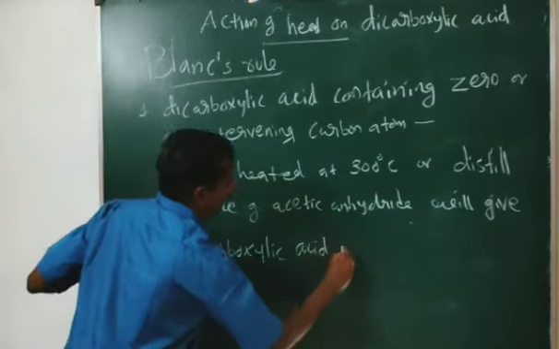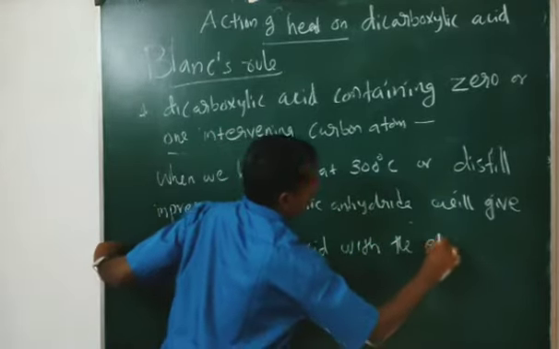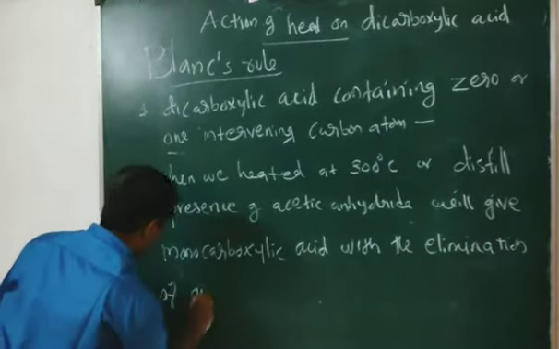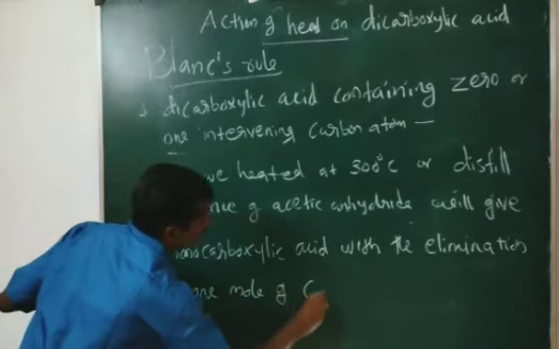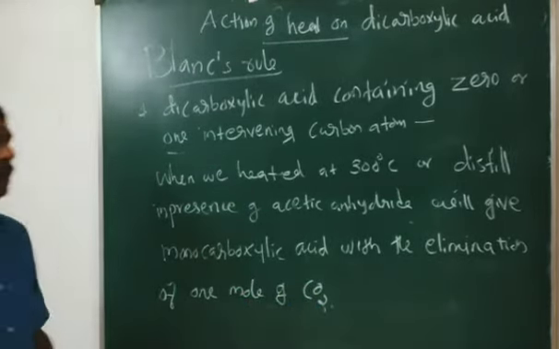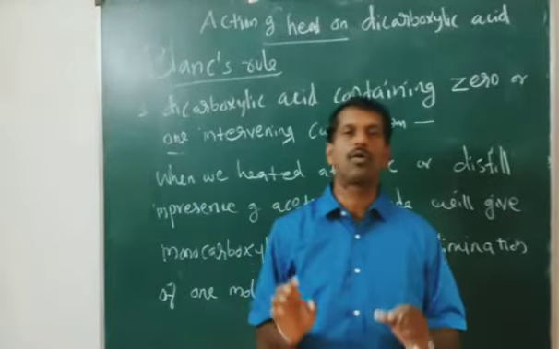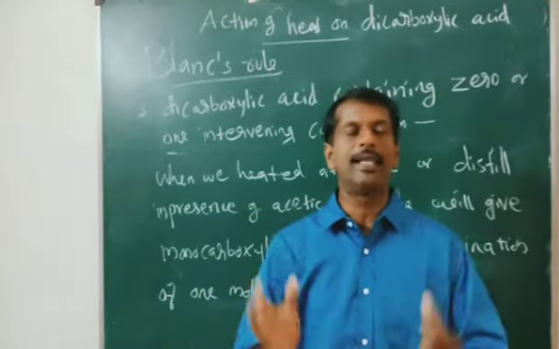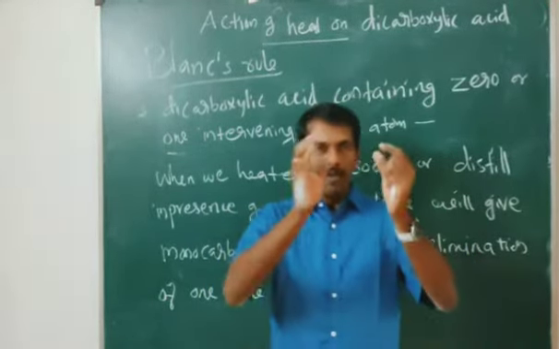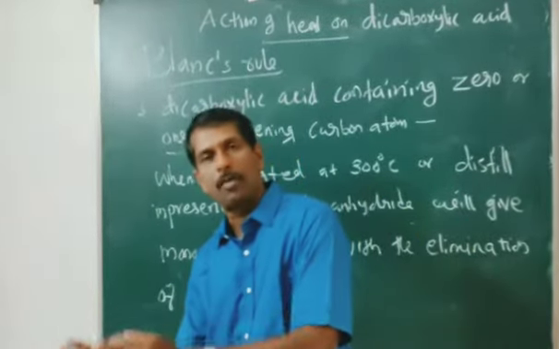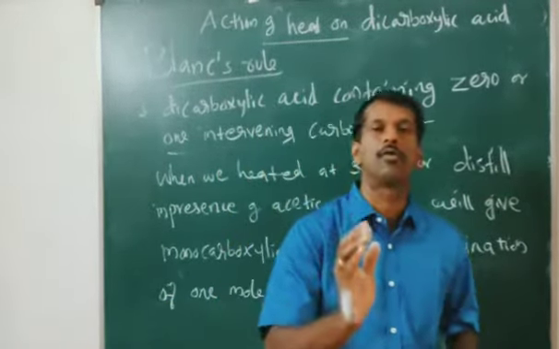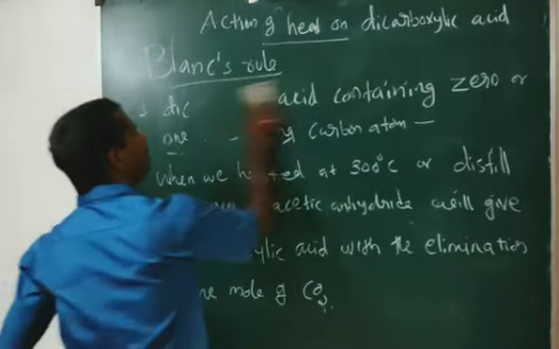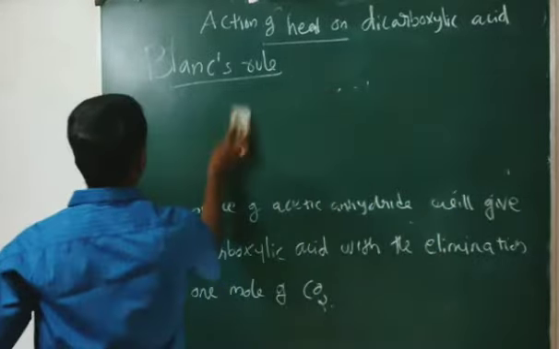Carboxylic acid with the elimination of 1 mole of carbon dioxide. So look at it here. A dicarboxylic acid containing 0 or 1 intervening carbon atom, when heated alone at 300 degrees Celsius, or distilled in the presence of acetic anhydride, will eliminate a molecule of carbon dioxide and change into a monocarboxylic acid. This is Planck's rule regarding dicarboxylic acid containing 0 or 1 intervening carbon atom.